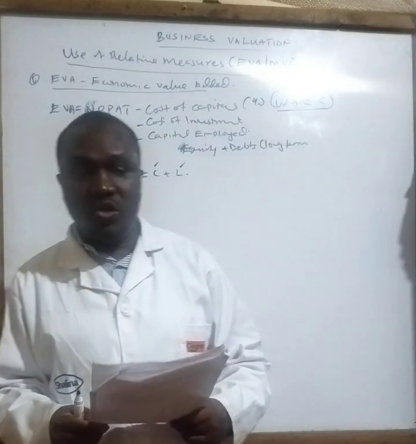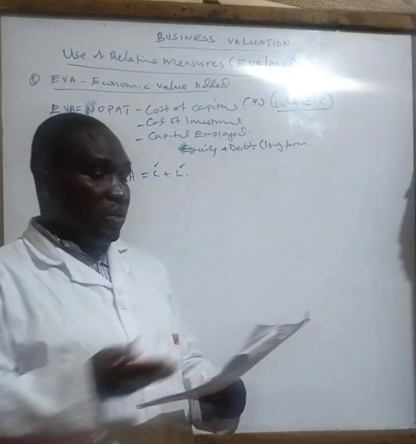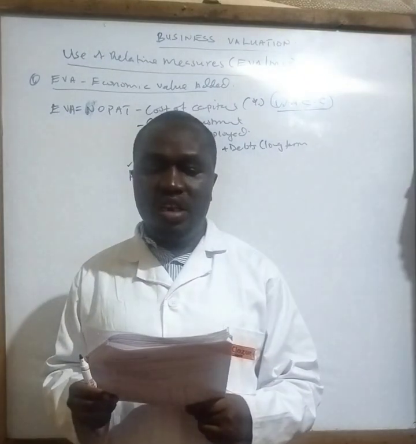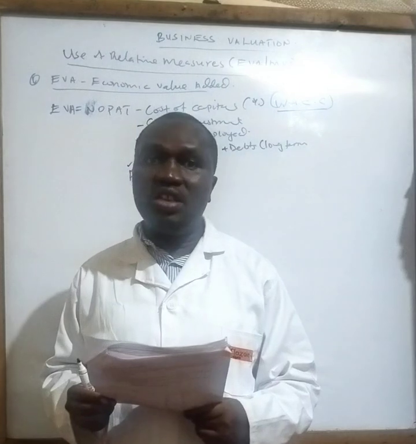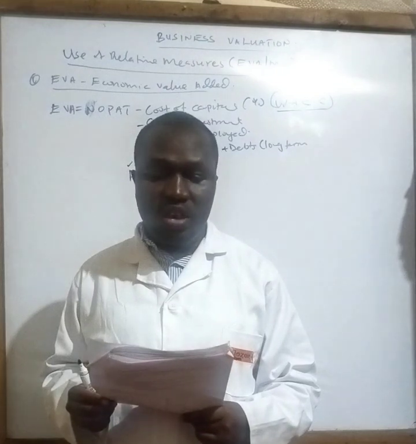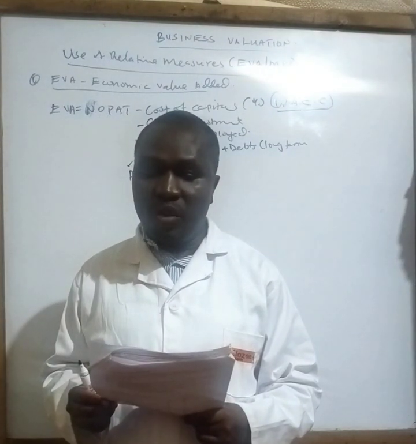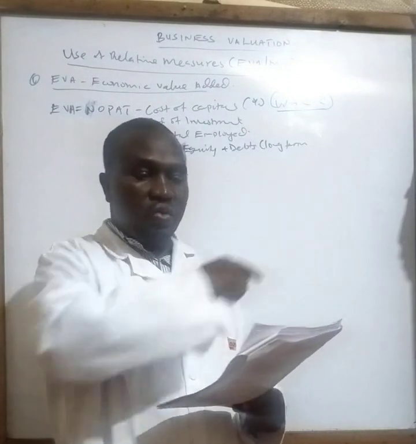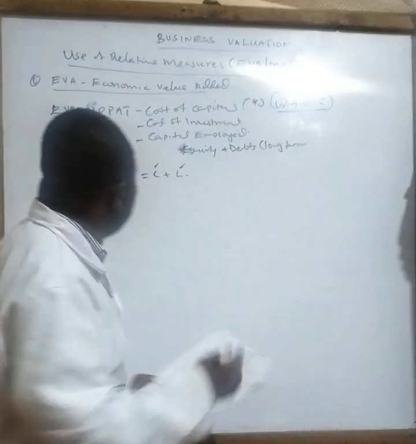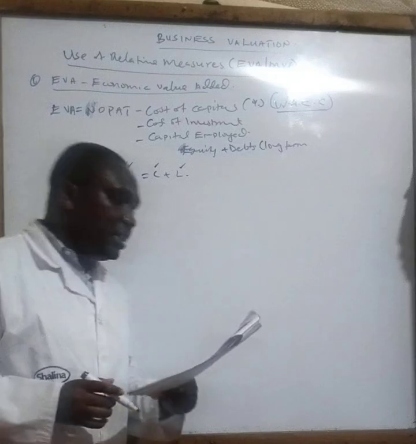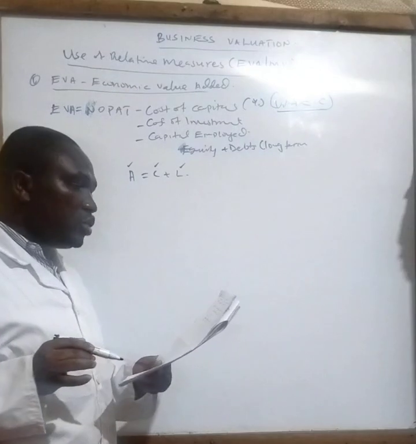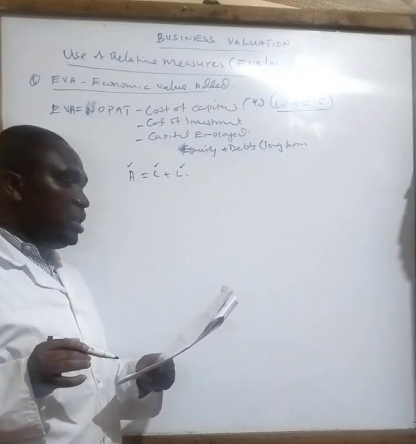So let's see an example. Examples are actually in our notes. I shall be sharing the link on how you can access the notes on this topic of business valuation. The question says net operating profit of ABC Limited is 10,000 shillings. Total assets are 40,000 and total liabilities are 15,000. The weighted average cost of capital is 7.5%. Calculate EVA. The formula is that, so we need to calculate EVA.